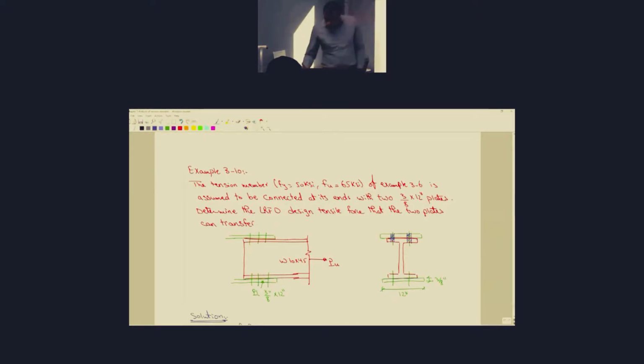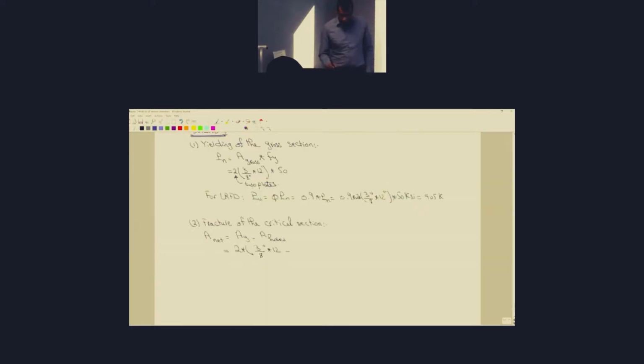Okay? So it's given in example 3.6. So 2 multiplied by the bolt size, which is 3/4 of an inch from problem 3.6, okay? Plus 1/8 of an inch for the clearance, multiplied by the thickness of the plate, which is 3/8 of an inch. So the total net area is 7.69 square inches.